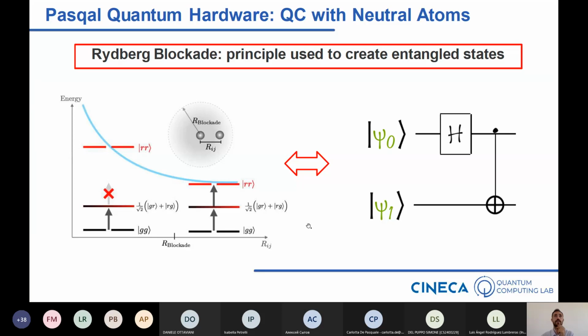So that's why the Rydberg blockade radius is very important. It's this distance, and if atoms are within this distance, they can interact in a way that is not classical. So you can find them in a quantum state that is a superposition state, and you get something similar to a Hadamard and then a control-NOT.